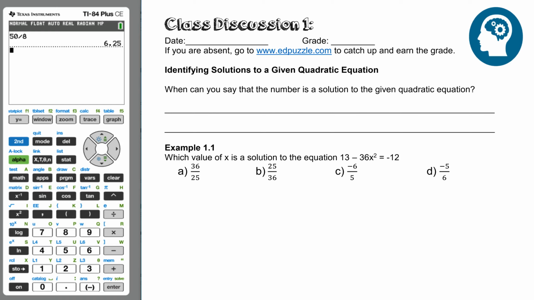Let's work now on class discussion 1, identifying solutions to a given quadratic equation. When can you say that the number is a solution to a given quadratic equation? I would say that it is a solution when you plug in the number and it makes the equation true.